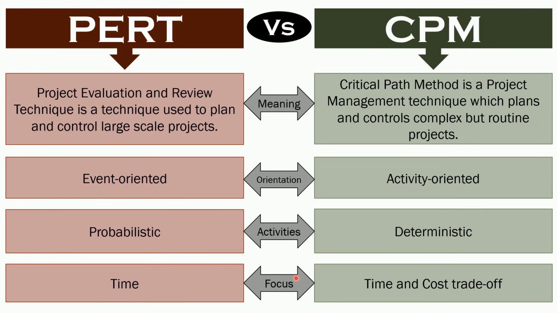When it comes to focus, PERT focuses on time, that is meeting time target or forecasting percent completion. Conversely, CPM focuses on time and cost trade-off, as it gives importance to optimizing cost as well as crashing concept can also be applied to minimize the overall project duration along with least additional cost.